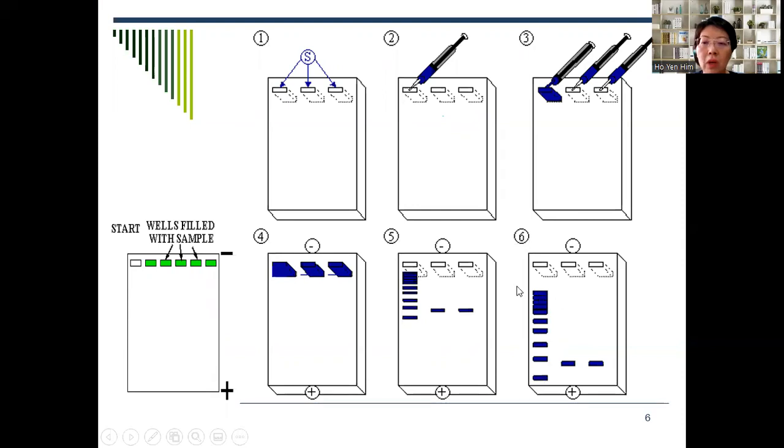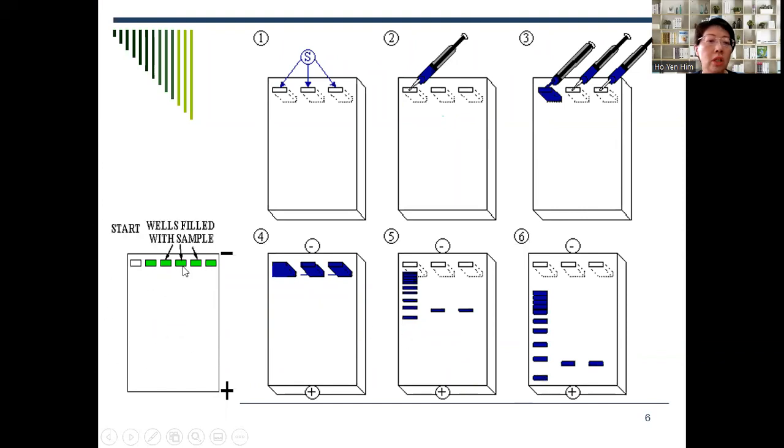Because of the tracing dye, we can see where the bands have moved, so we know when to stop the electrophoresis. You see the first band that moved the fastest has already almost reached the end of the gel, so we have to stop the electrophoresis here.